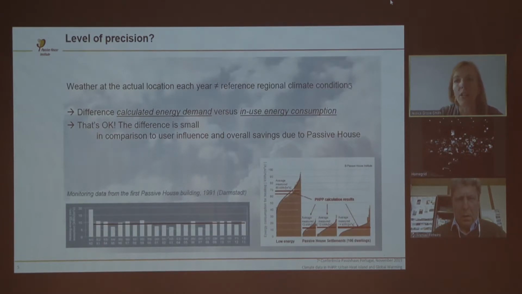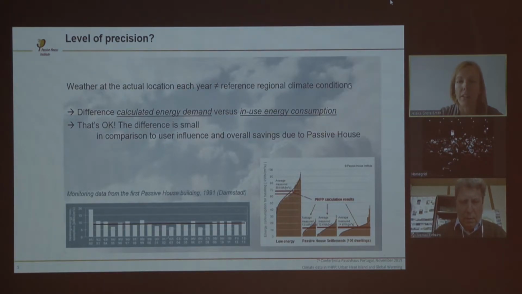The question that I get a lot is about the level of precision. Is it enough to work with reference locations, or do we have to work with highly localized climate files? It's very clear that the weather at an actual location will be different to the reference climate data that we use in PHPP. It means that the energy demand that we calculate with our PHPP will be slightly different to the actual in-use energy consumption year by year. What's important to note is that's okay, that's absolutely no problem, because this difference is small in comparison to the overall savings of the user.